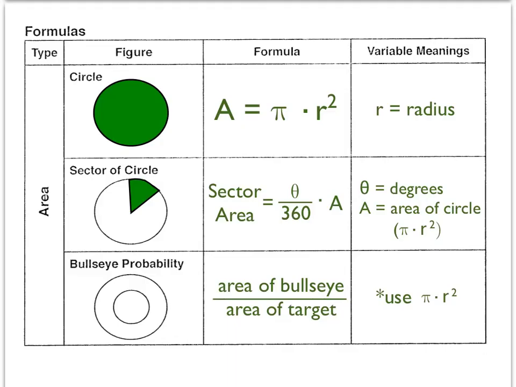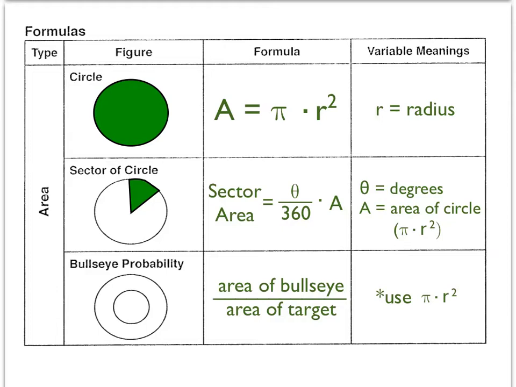In this section, we'll be finding the area of a circle, which is given by the formula area equals pi r squared, where r is the radius. Area, again, represents all of the area inside a circle, shown with green in the figure.